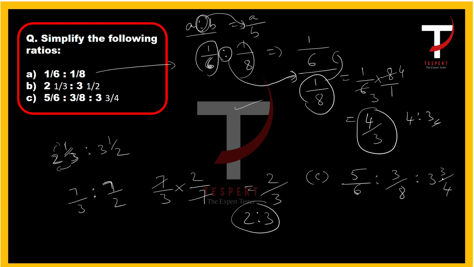Now third one, 5 by 6 is to 3 by 8 is to 3 by 4. This is not a power, 3 by 4 is a mixed fraction. So convert this 3 by 4 into an improper fraction.